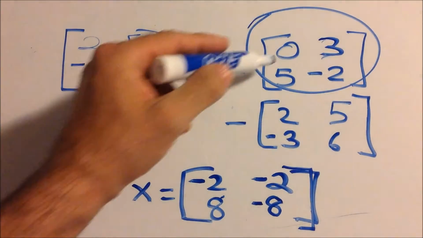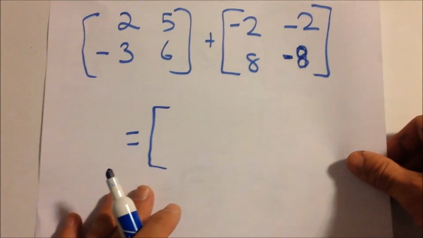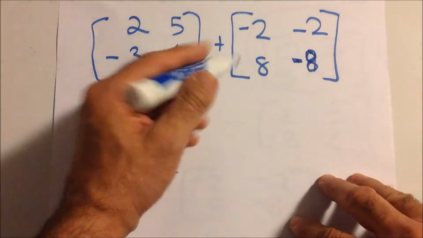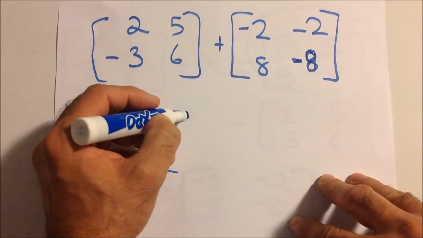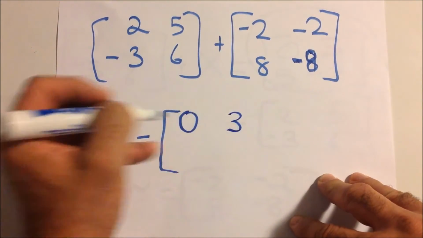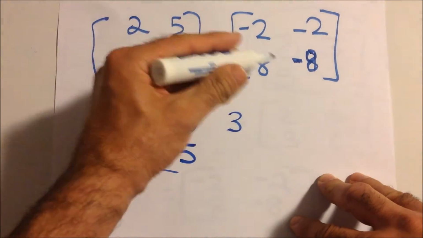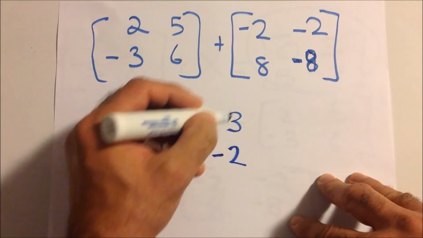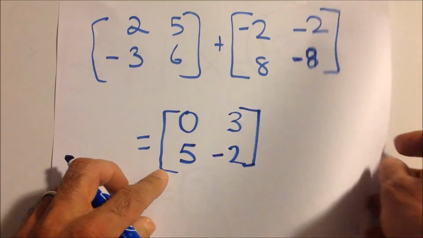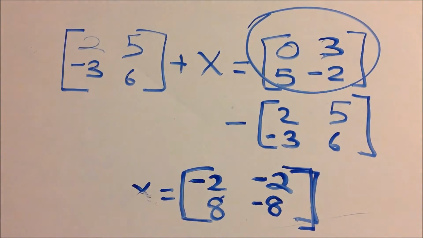Okay, again, we want to get this answer: 0, 5, 3, negative 2. So let's look at what we did. We just plug in x. 2 plus negative 2 is 0. 5 plus negative 2 is 3. Negative 3 plus 8 is 5. And 6 plus negative 8 is negative 2. So this answer is that answer. That's how we did it.